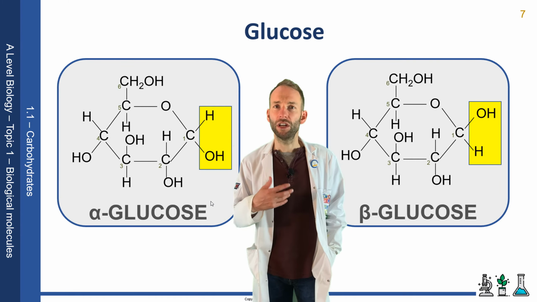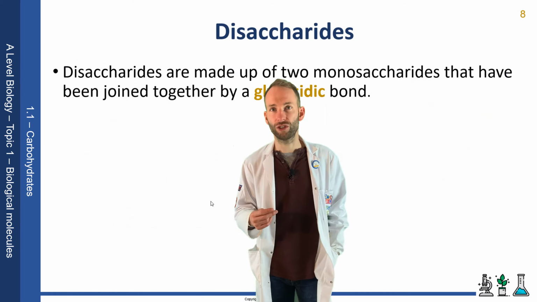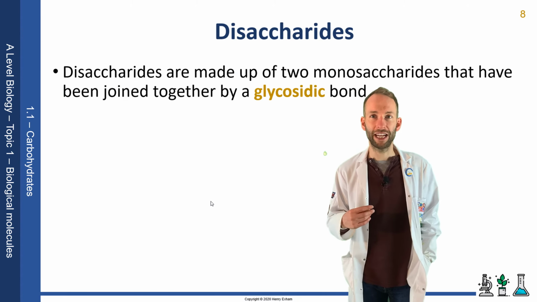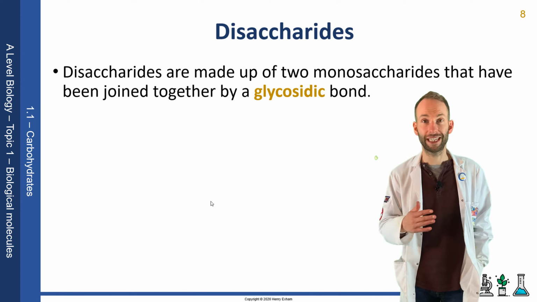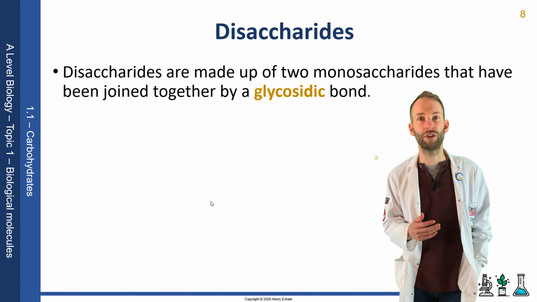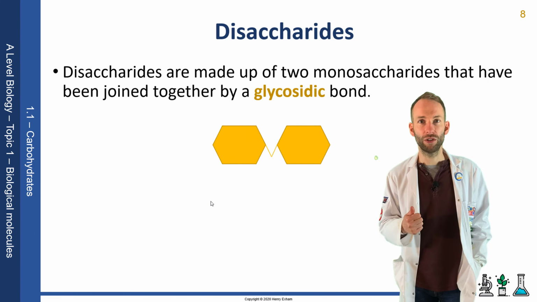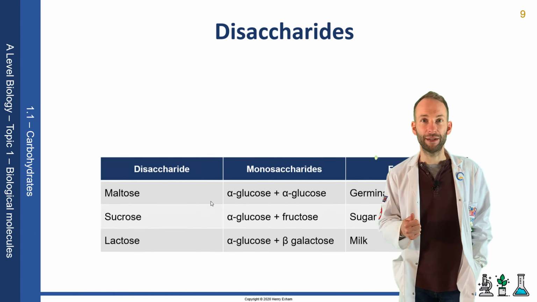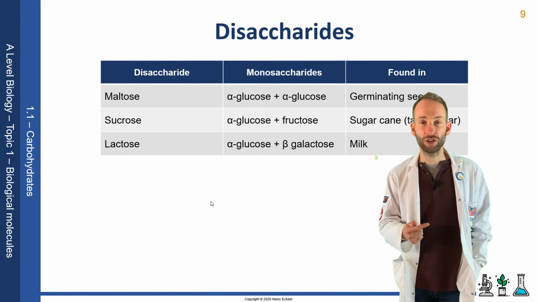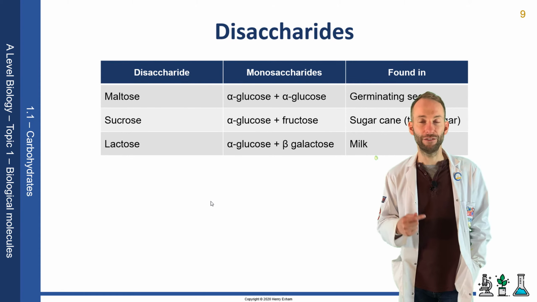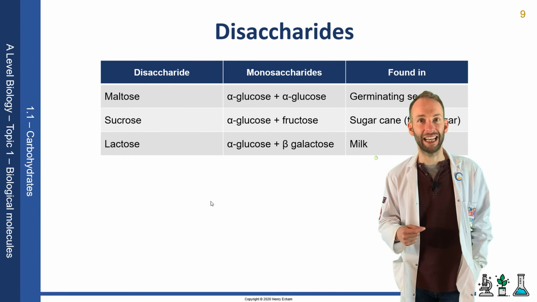Okay, so disaccharides, 2 sugars, they're made up of 2 monosaccharides joined together by a bond called a glycosidic bond. Okay, there's 3 examples that you need to know about: maltose, sucrose and lactose. Maltose is made up of 2 alpha glucoses, sucrose is made up of an alpha glucose and a fructose, and lactose is made up of alpha glucose and beta galactose.